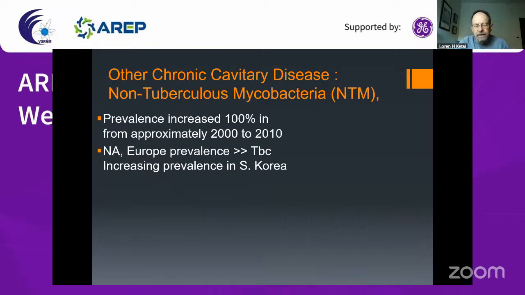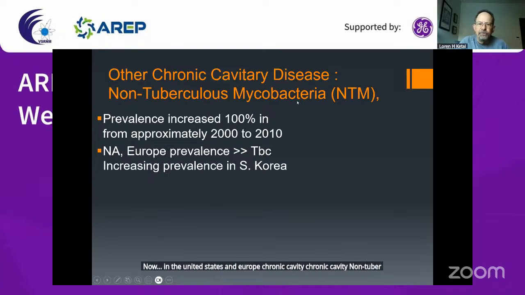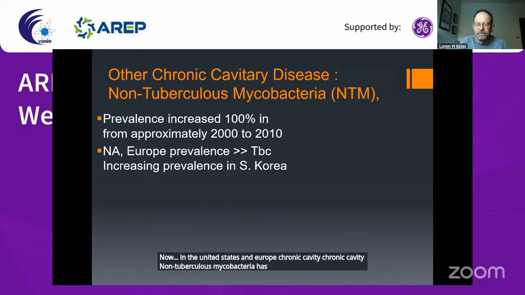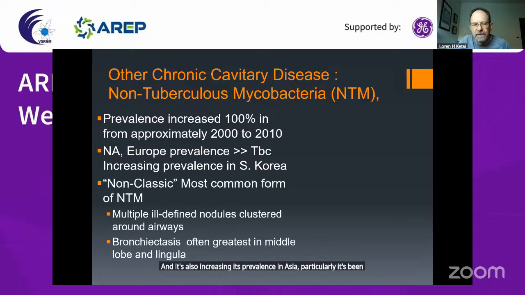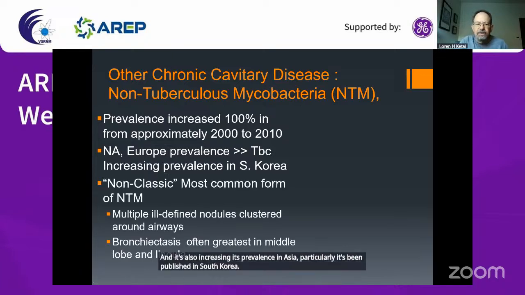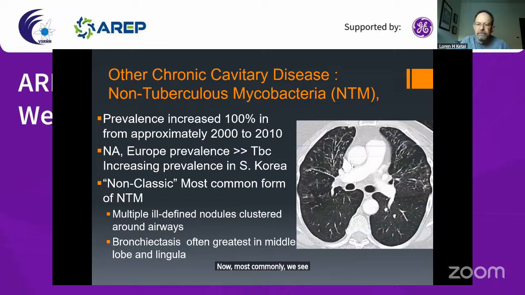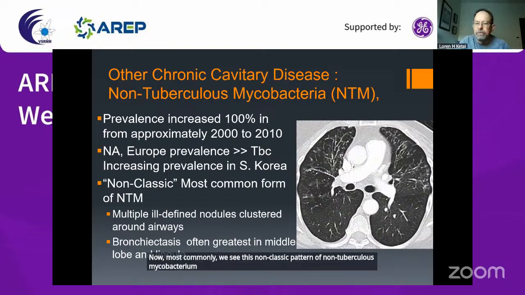Now, in the United States and Europe, non-tuberculous mycobacteria has far outstripped tuberculosis, and it's also increasing its prevalence in Asia. Particularly, it's been published in South Korea. Now, most commonly, we see this non-classic pattern of non-tuberculous mycobacterium, which is manifest by bronchiectasis and nodules, classically more common in the middle lobe and lingula.